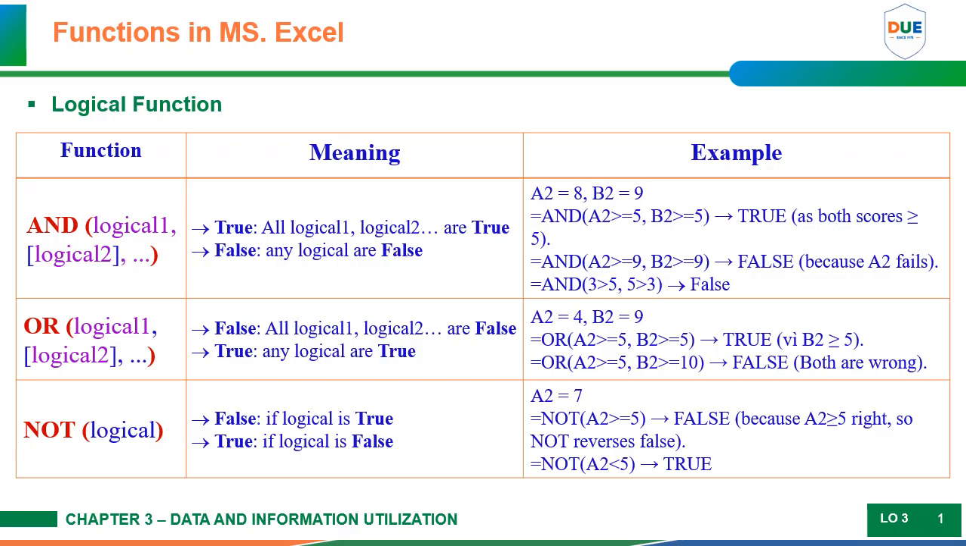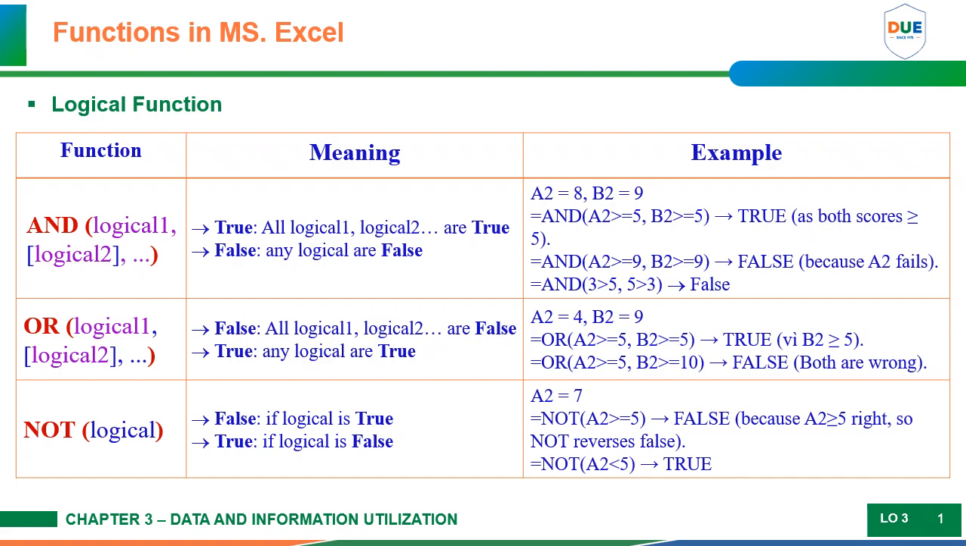The AND function returns true if all conditions are true, otherwise it returns false. Example: A2 equals 8, B2 equals 9. AND(A2>=5, B2>=5) returns true because both values are greater than or equal to 5. And AND(A2>=9, B2>=9) returns false because A2 does not meet the condition.